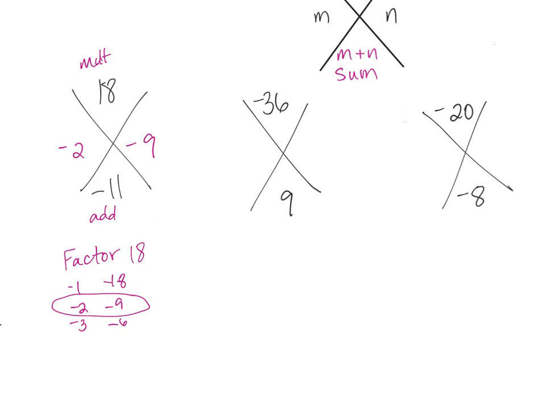So let's look at the next one. We need them to multiply to 36, add to 9. So I'm just going to factor 36. I'm not going to worry about the negative on it just at this moment. I'll deal with that soon.